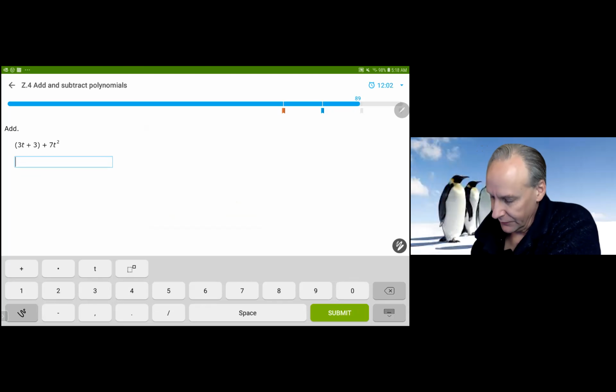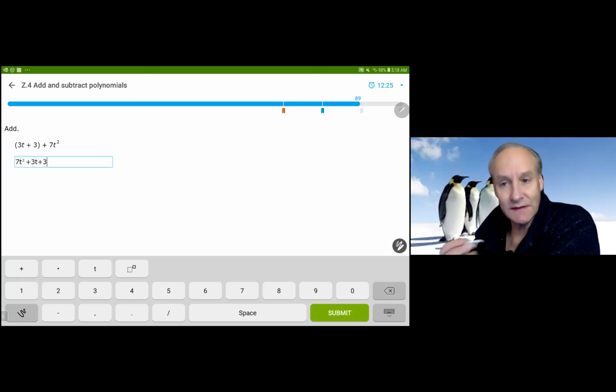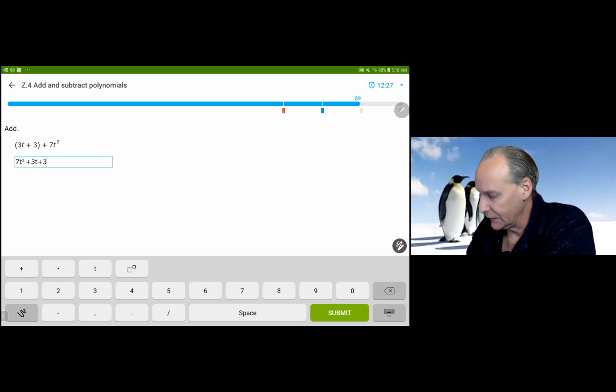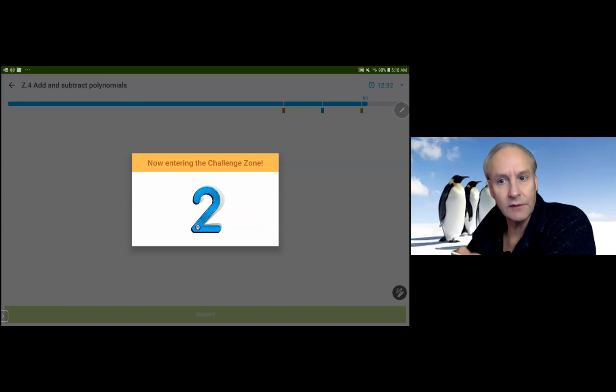Okay, be careful. You can only add terms that are alike, right? So we have a plus 3t and a plus 3. Don't forget to go down to the main level. We have a plus 3t and we have a plus 3. There it is. Notice it's written in descending order. Always a good idea to put your terms in order as the degrees go down.